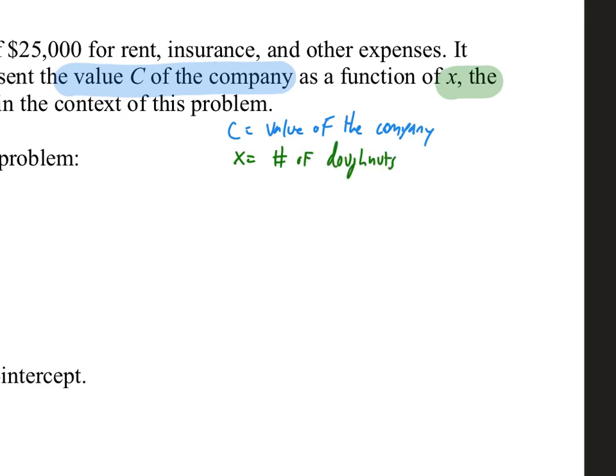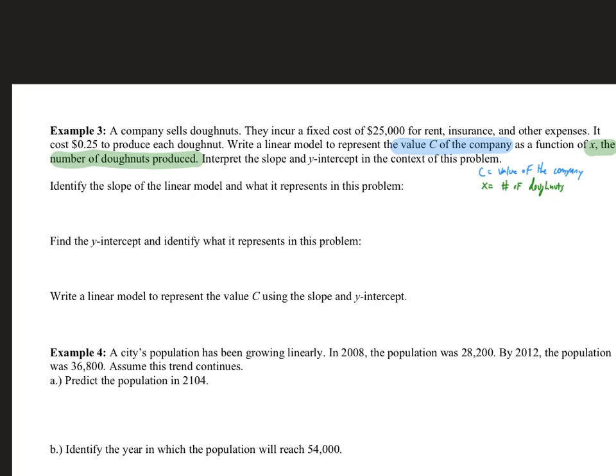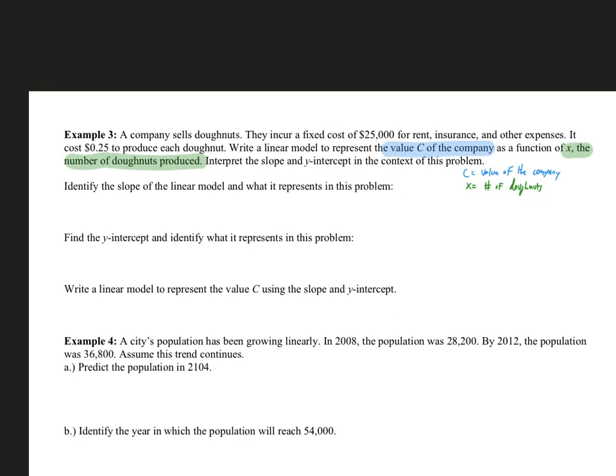So notice here that we are not talking about the cost of a donut. That's not something we don't know. We know how much the donuts cost to make. We're not trying to figure out how much they should sell them for or anything like that. Okay, it's purely about the number of donuts, the count of them, the amount of them. Okay, and then C is how much the company is worth.